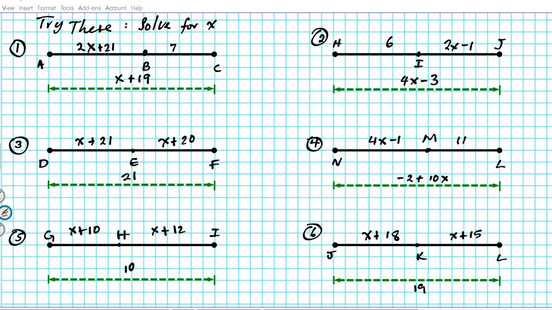Alrighty, welcome back. So hopefully you had a chance to try out the practice problems. Let's go ahead and take a look at what the answers are. For question number 1, the answer is x equals negative 9. For number 2, the answer is x equals 4. For number 3, the answer is x equals negative 10. For number 4, the answer is x equals 2. For number 5, the answer is x equals negative 6. And for number 6, the answer is x equals negative 7.